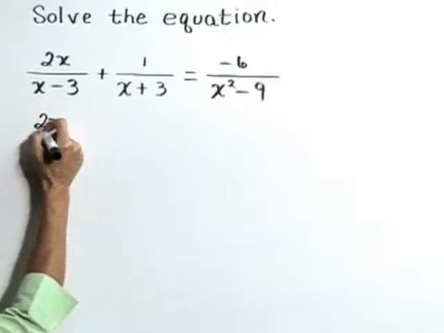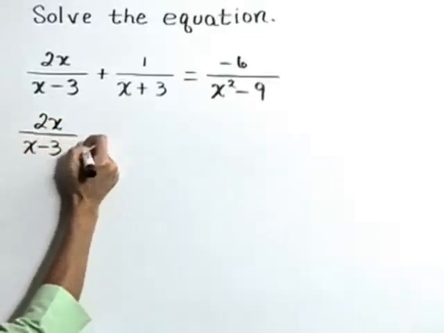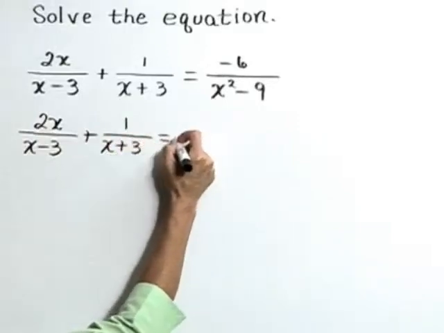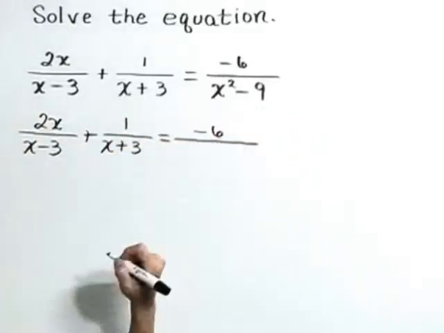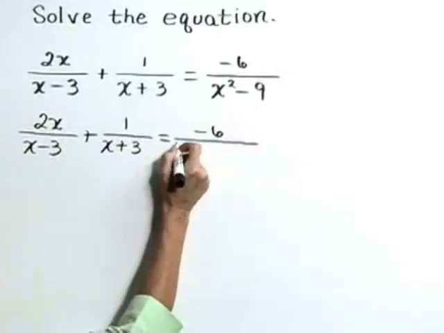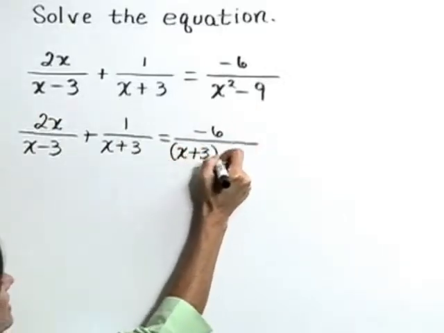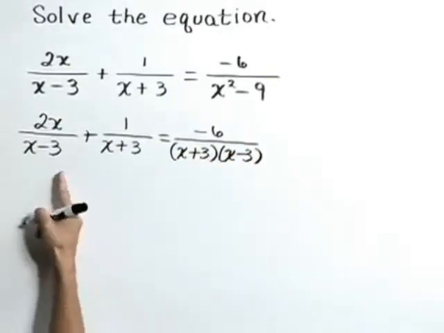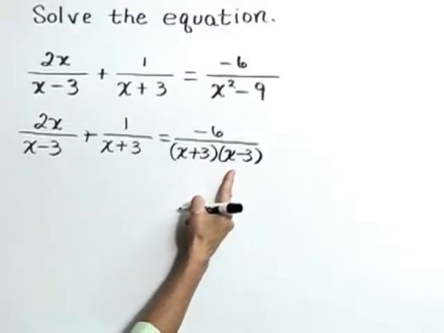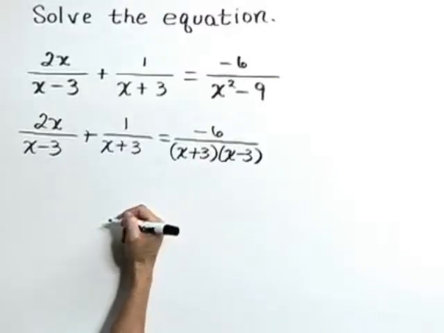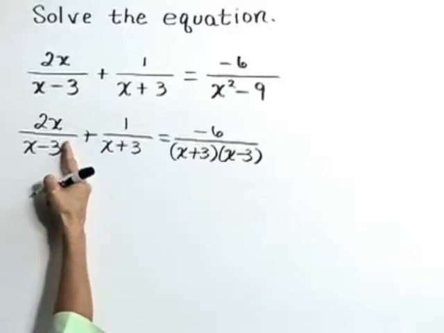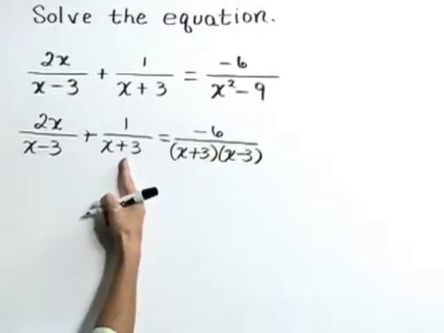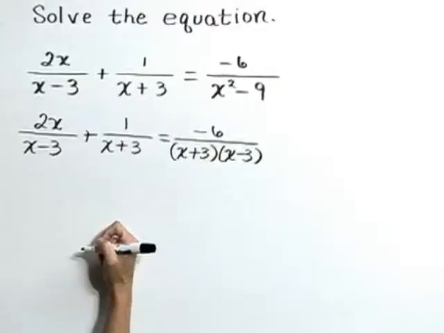Rewriting the equation, 2x over x minus 3 plus 1 over x plus 3 is equal to negative 6 over, this is a difference of squares, and it factors as x plus 3 times x minus 3. Now our lowest common denominator contains every factor that we see in the denominators, the greatest number of times that they appear in any one of them. These are all first powers, so our lowest common denominator is x plus 3 times x minus 3.